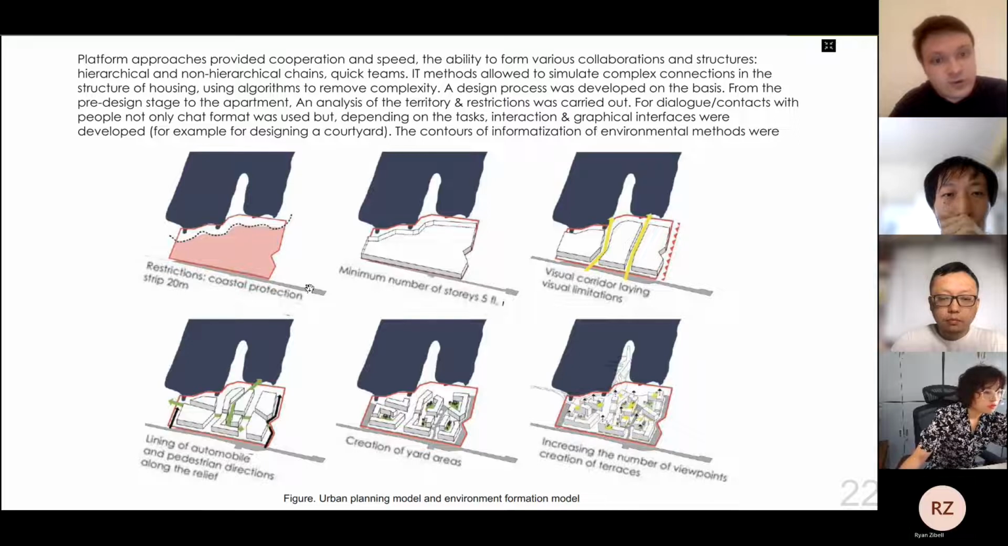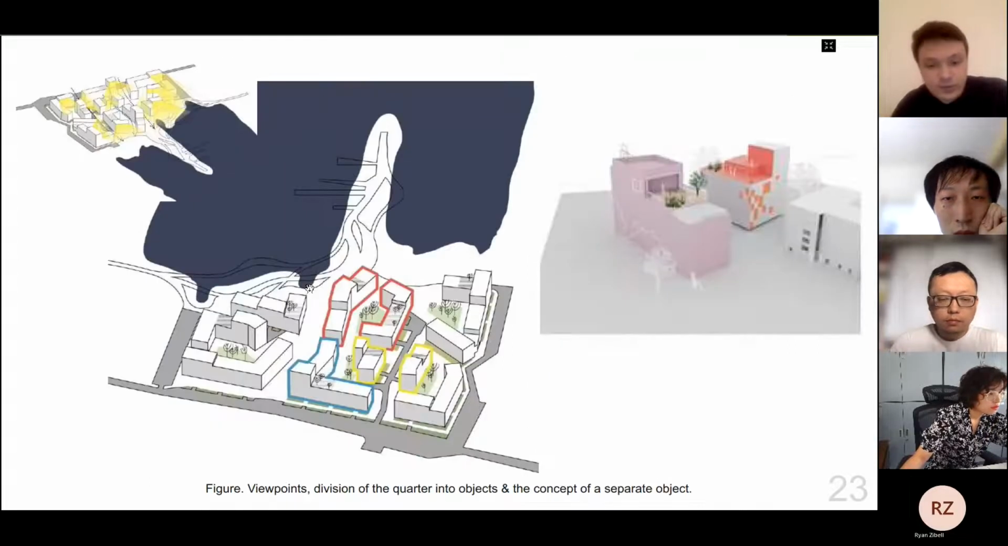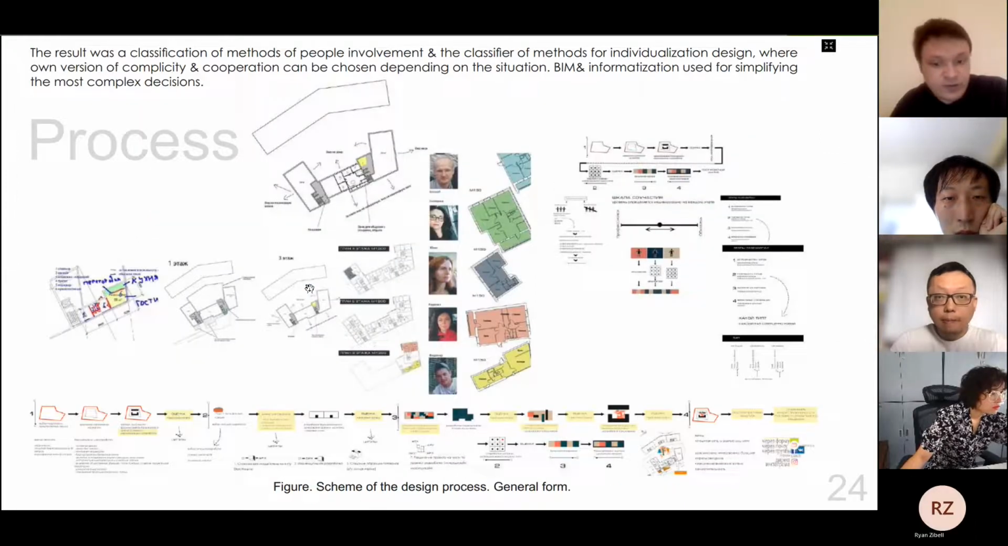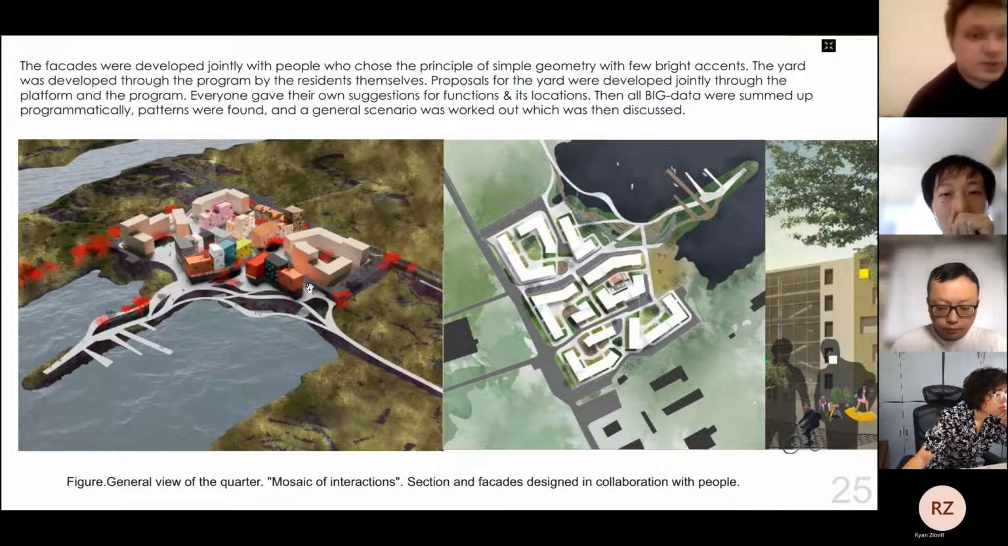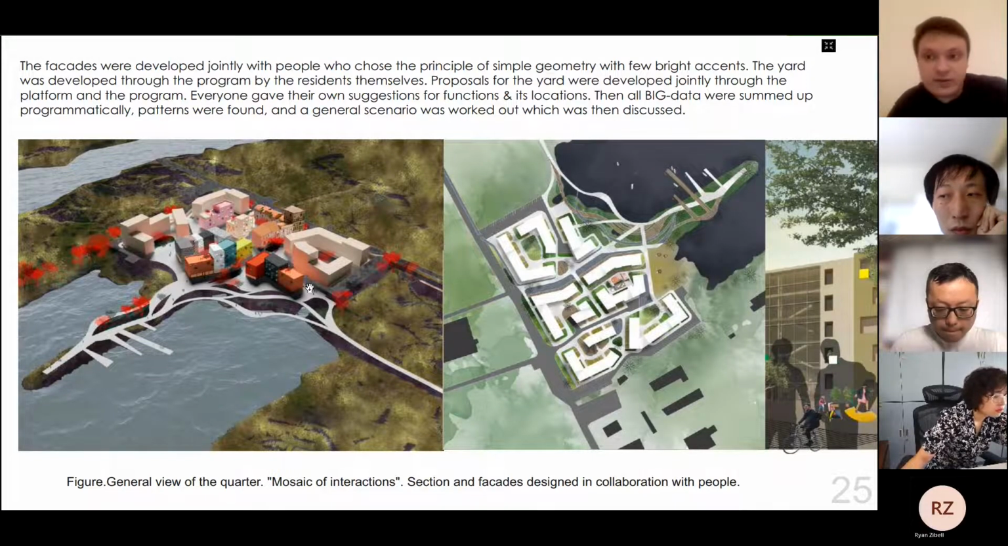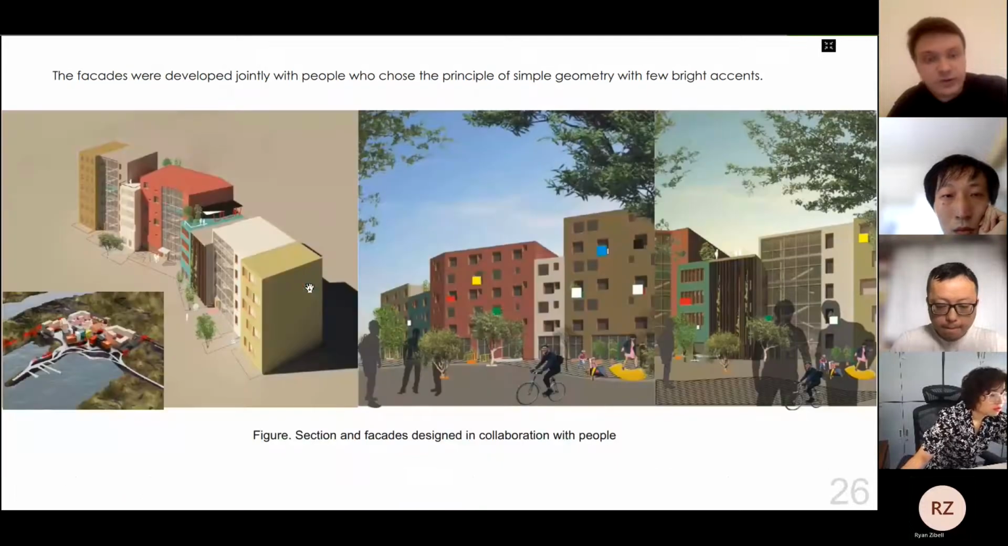includes not only chat format, but interaction and graphical interfaces that were developed. So the viewpoints and concept, scheme of the design process and general form. The facades were developed jointly with the people, who chose a principal simple geometry with a few bright accents.